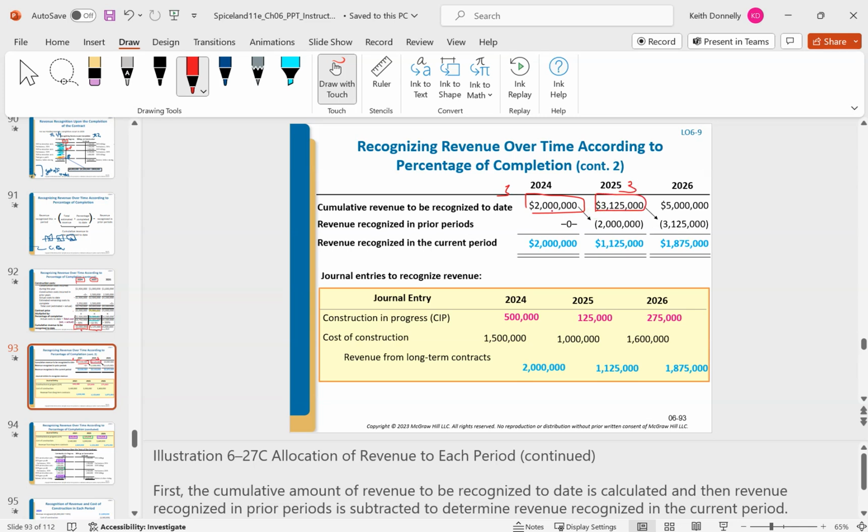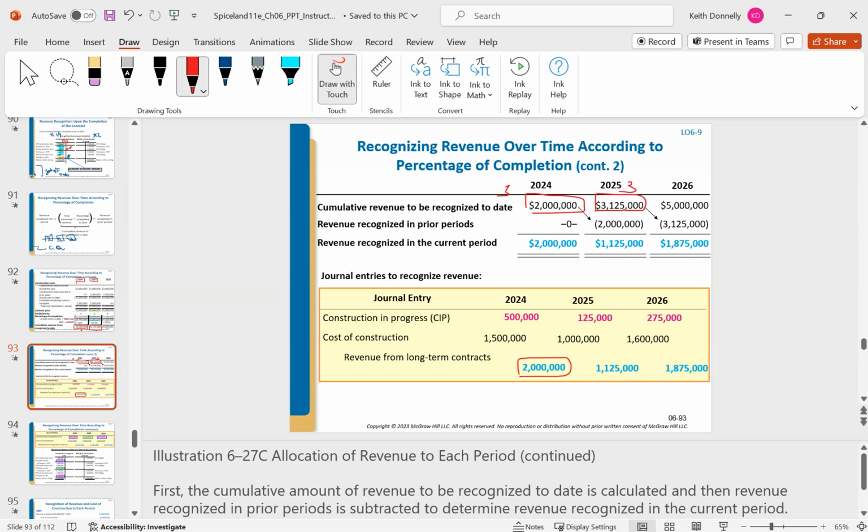Then what we do is we take step 3 minus any revenue we previously recognized. Well, in year 1, we didn't have any revenue we recognized. Accordingly, it's going to be $2 million that we credit for revenue. How about for year 2?